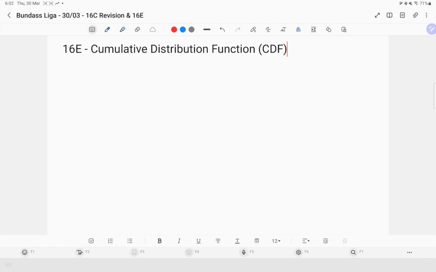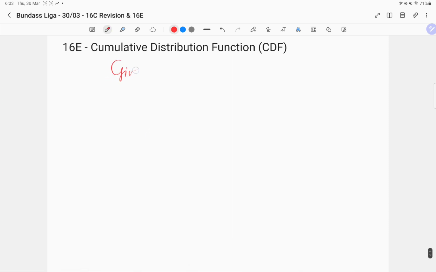All right, moving on to the second half. We're going to learn about the cumulative distribution function, or CDF. As I mentioned previously, the CDF is based off of the PDF. Okay, so have a look.